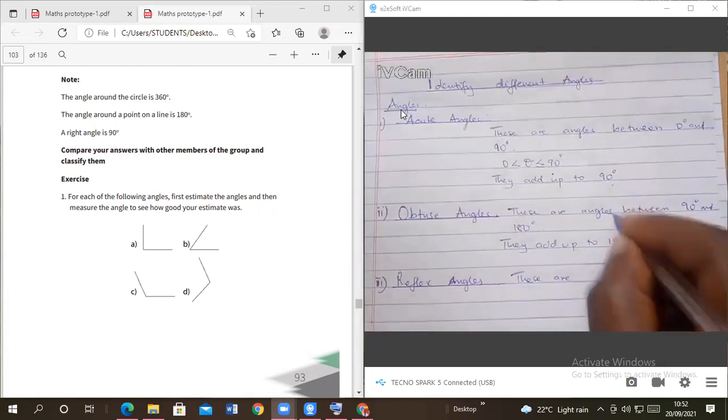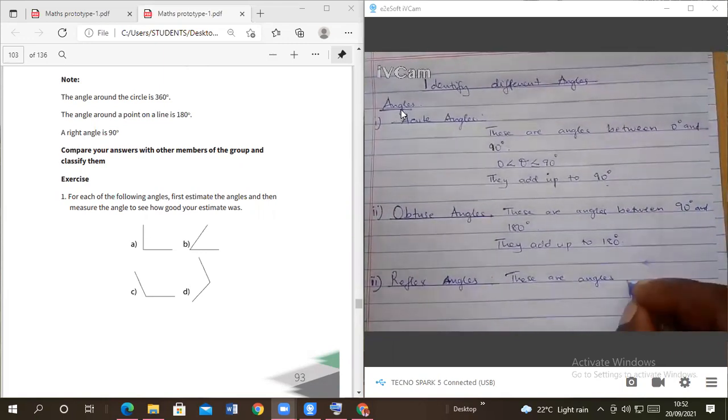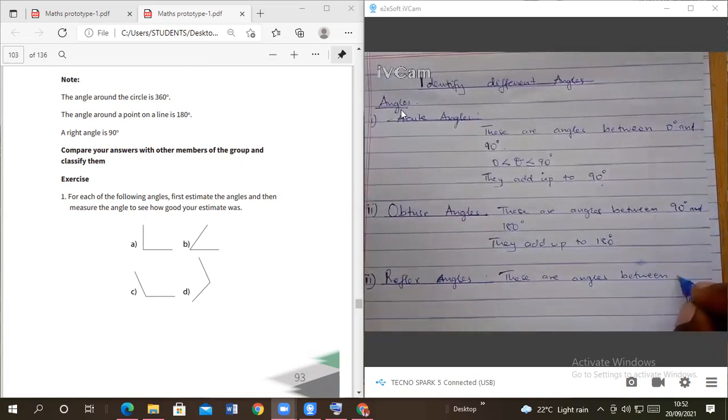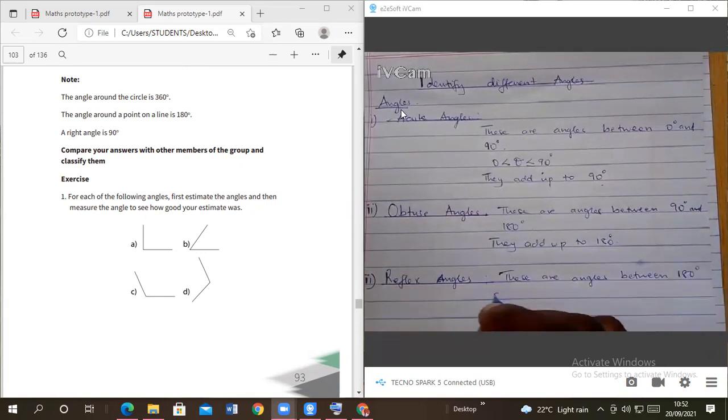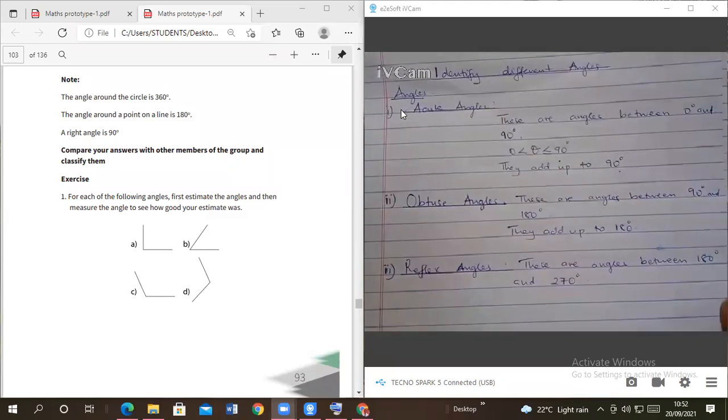These are angles between 180 degrees and 270 degrees. Those are what we call the reflex angles. Then the other one is what we call the center angle.